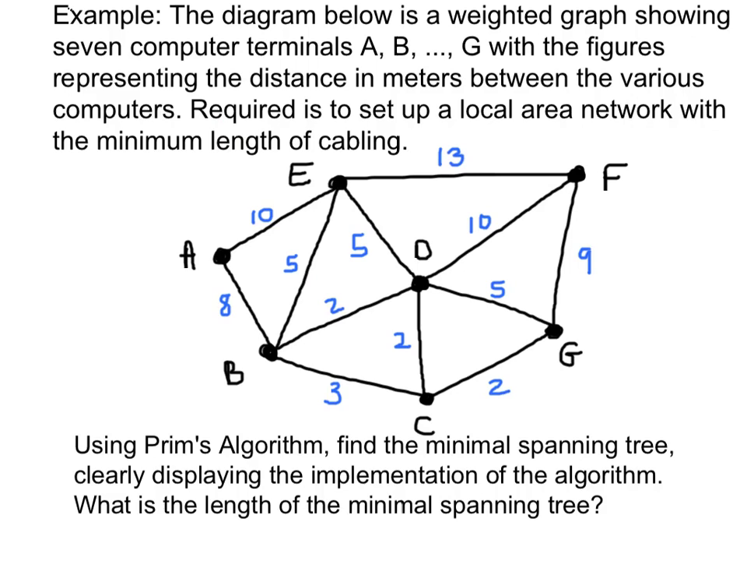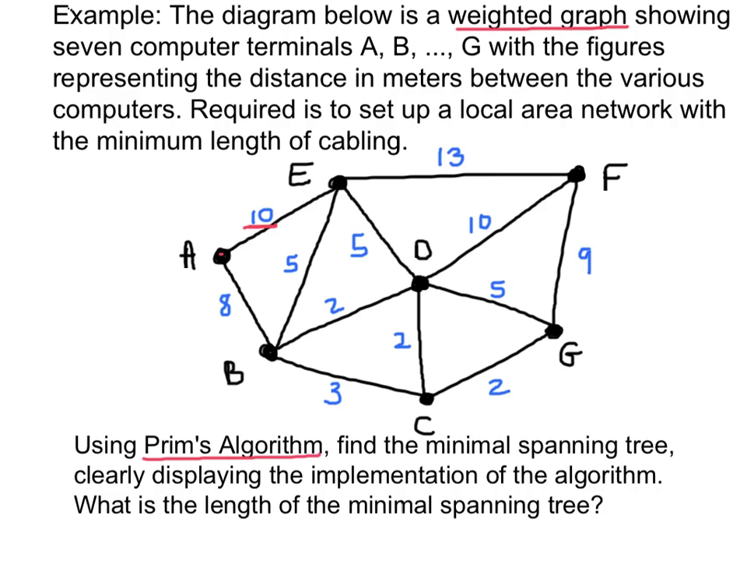In graph theory language, I call this initially a weighted graph. It's a weighted graph because I have a value on each of the connections. So for instance, A to E has a weighting of 10. To solve this problem, I'm going to use Prim's algorithm. So the question says, using Prim's algorithm, find.